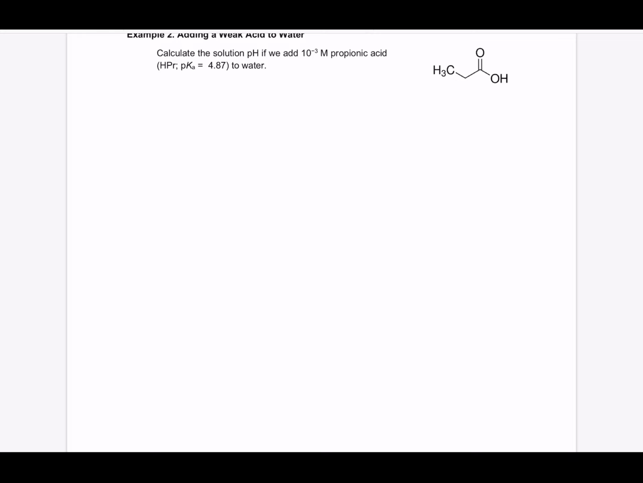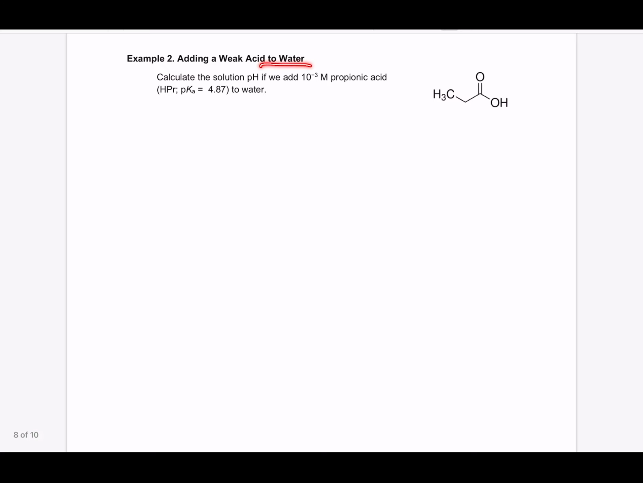So here we're adding a weak acid to water. We have the pKa of this propionic acid, or let's call this HPR. So this part would be the PR part, and then this would be basically the H. So when we talk about PR minus, that means that fraction of the molecule, that part of the molecule. And now we're adding 10 to the minus 3 of this weak acid to the system.